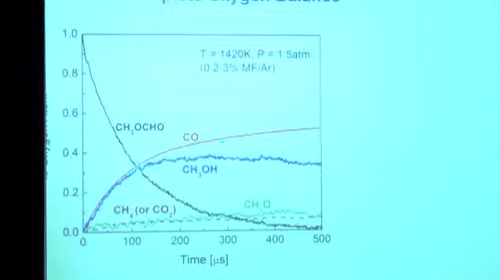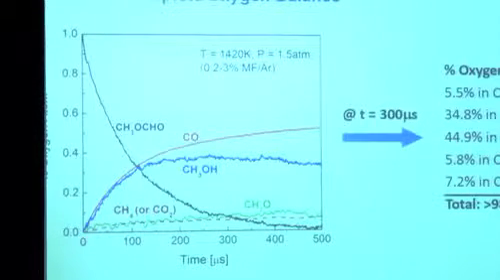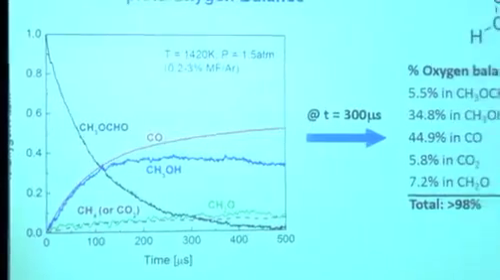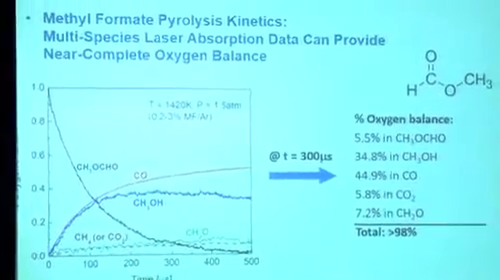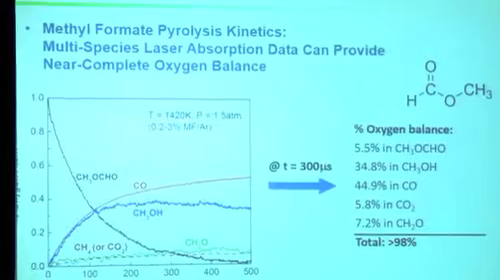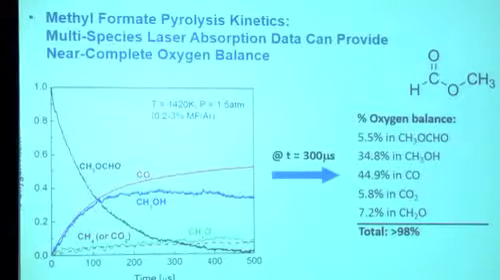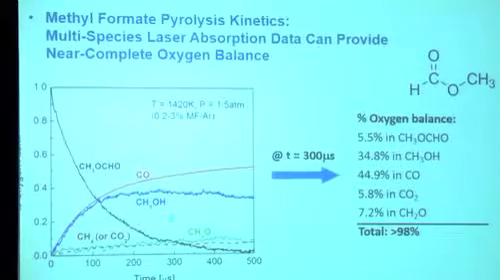Look how nice that CO record is. It looks so good sometimes you think it's a calculation. It's really fantastic. So we measure methane or CO2. This is the early formaldehyde work. So when you do this, we can account for about 98% of the oxygen. So that makes me feel good. That means we probably are not making any significant mistake. So at 300 microseconds right here, we can track what I believe is virtually all of the oxygen.